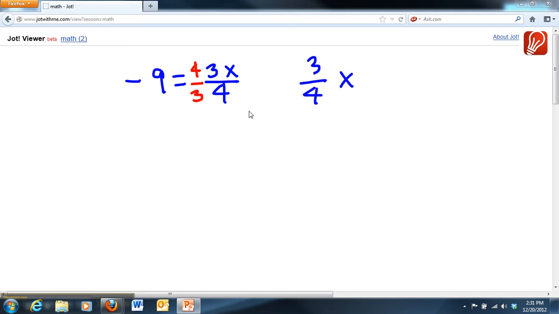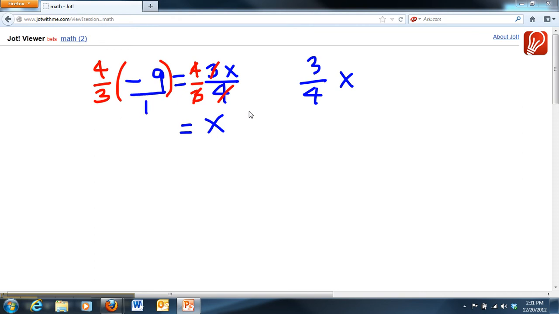Remember, whatever you do to one side of the equation, you have to do to the other side of the equation so that things stay in balance. So we'll also multiply the negative 9 on the left-hand side by 4 over 3. Now here we have 3 in the numerator and denominator. We have 4 in the numerator and denominator. And what are we left with on the right-hand side? We're left with x all by itself, because we had 1 in the numerator and denominator.